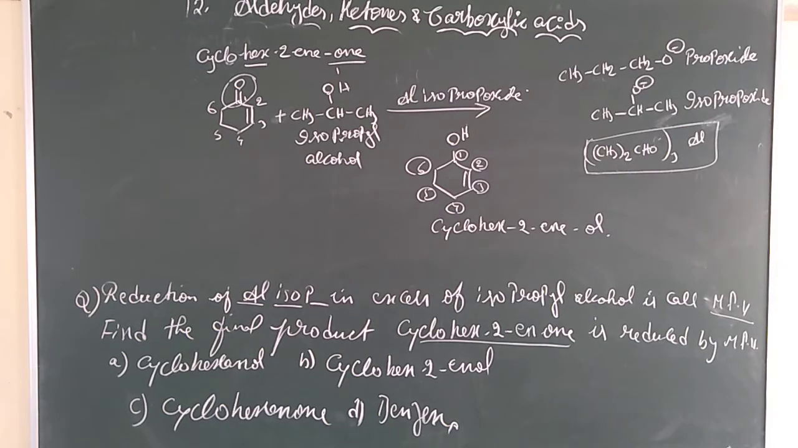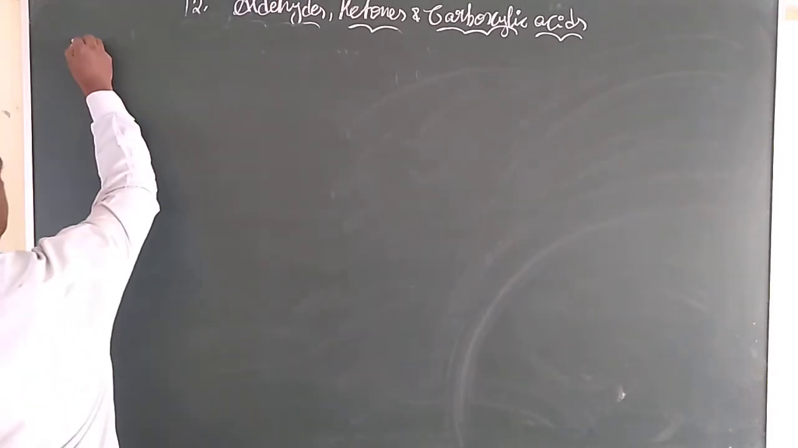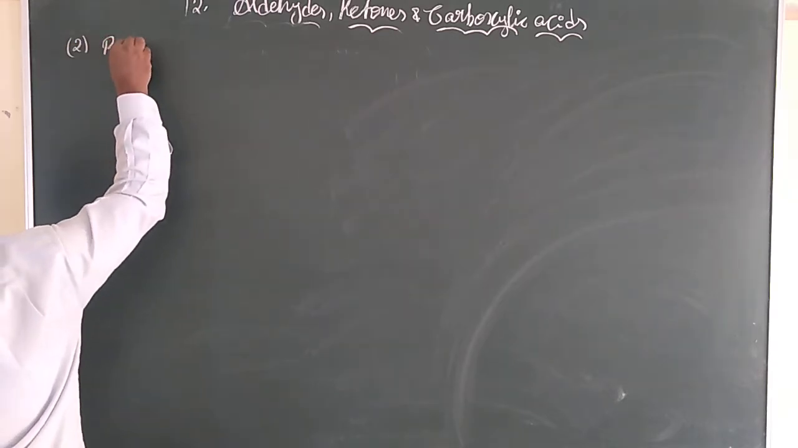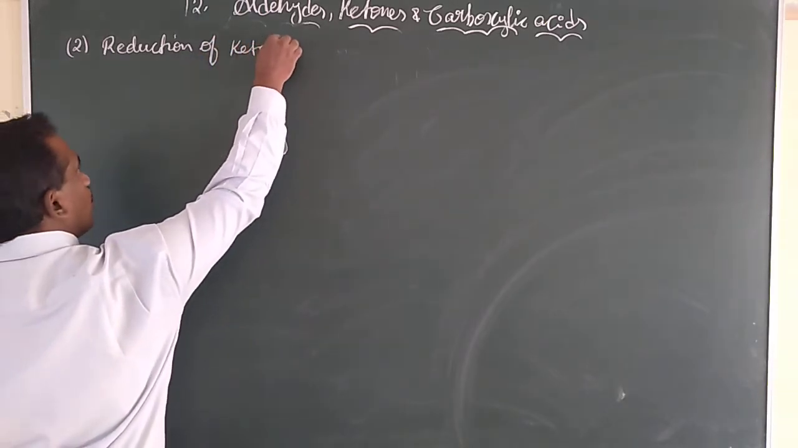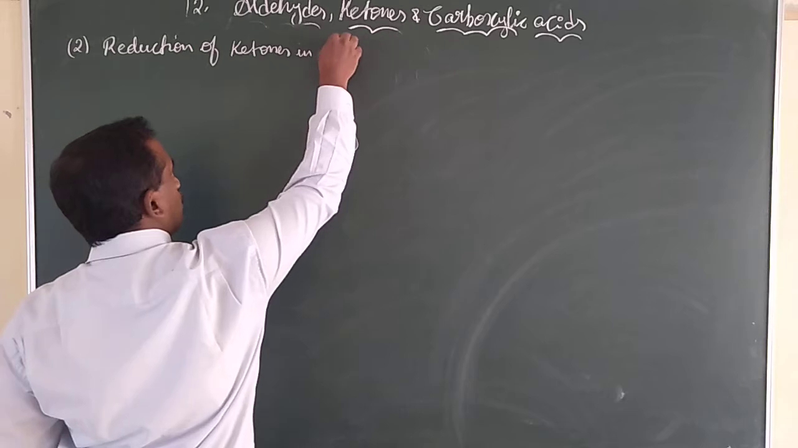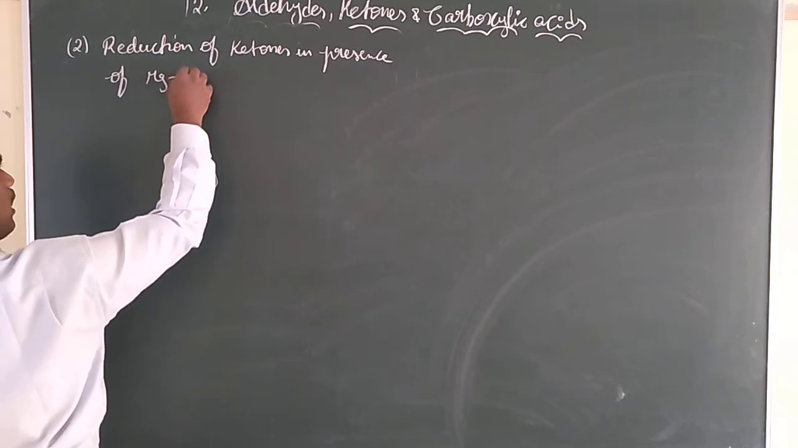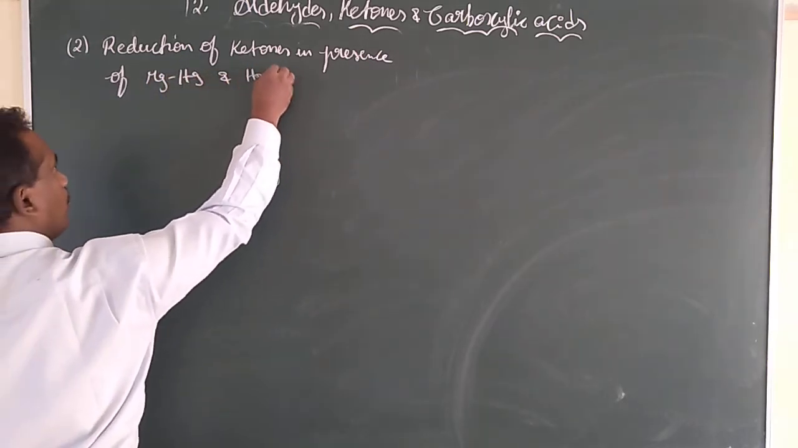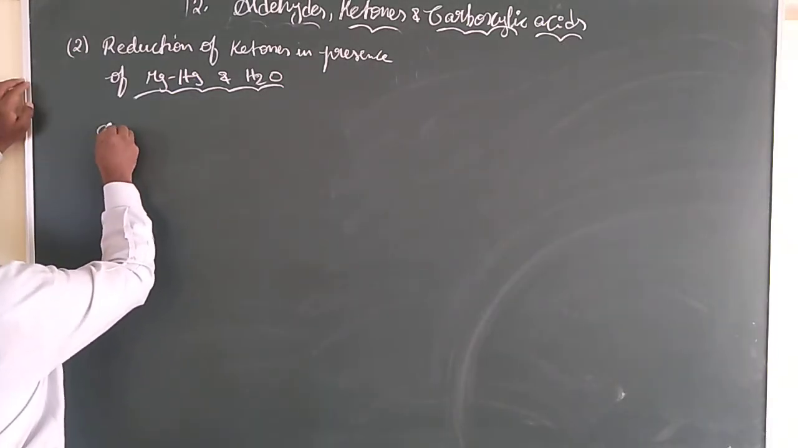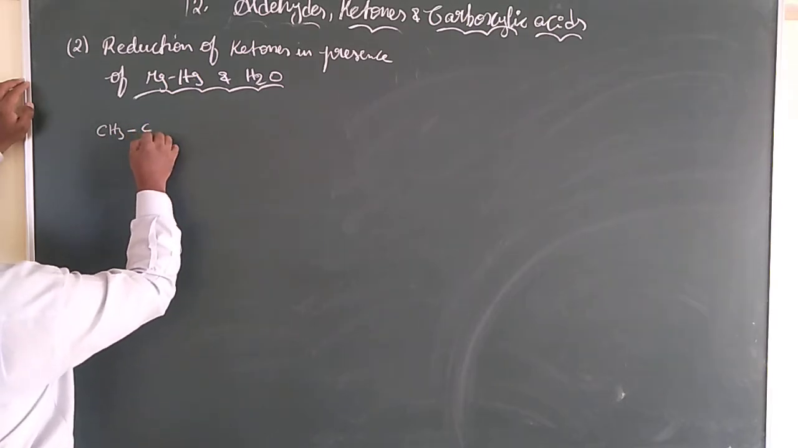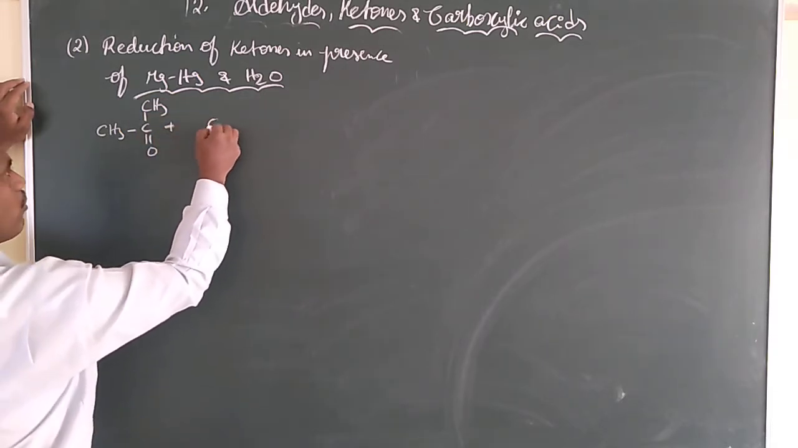What's the second one? Okay, we are finding the next reduction reaction: reduction of ketones in the presence of magnesium amalgam and H2O. For example, we have a ketone, CH3, C double bonded O, CH3. This is acetone. We are having one more acetone.